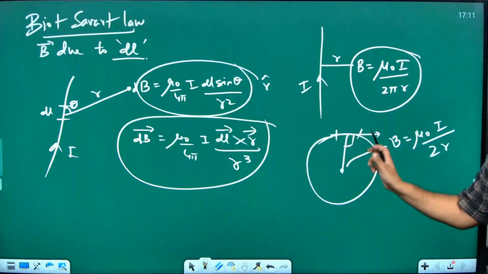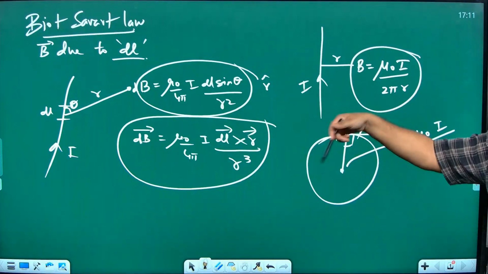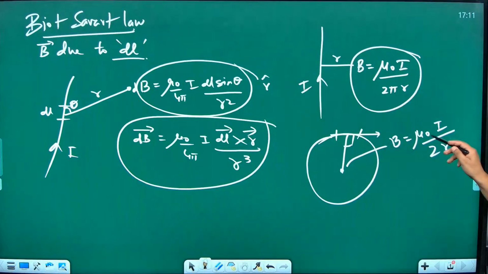dl will become, if you integrate fully, 2 pi r. When you put it in the equation, you are going to finally get B is equal to mu naught I by 2r. Simple derivation. Very simple. But remember that mu naught I by 2r is for the complete circle. That is for 2 pi radians, 360 degrees.